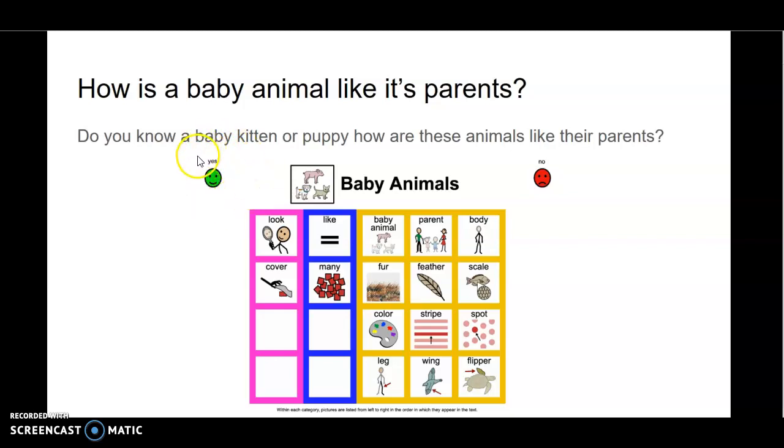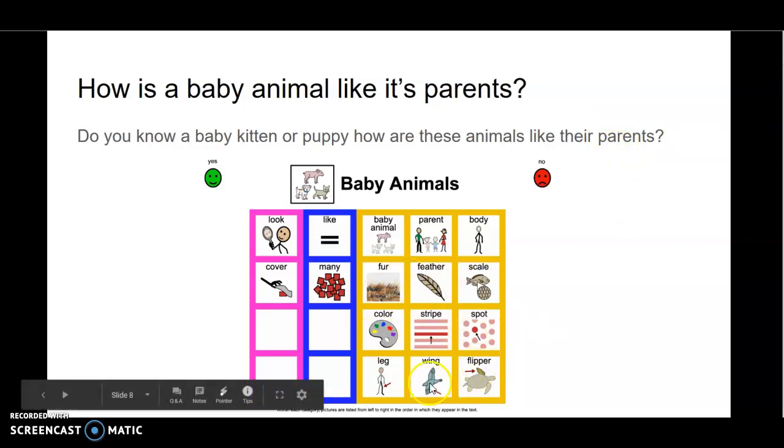Now point to yes or no for the next question. Do you know a baby kitten or puppy? Yes or no? Yes, I'm sure many of you do. How are these animals like their parents? How is a kitten or a puppy like their parents? Can you point to how they are like their parents?